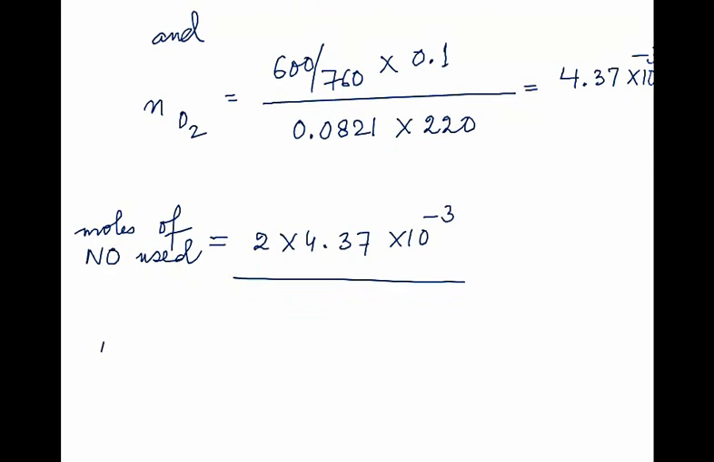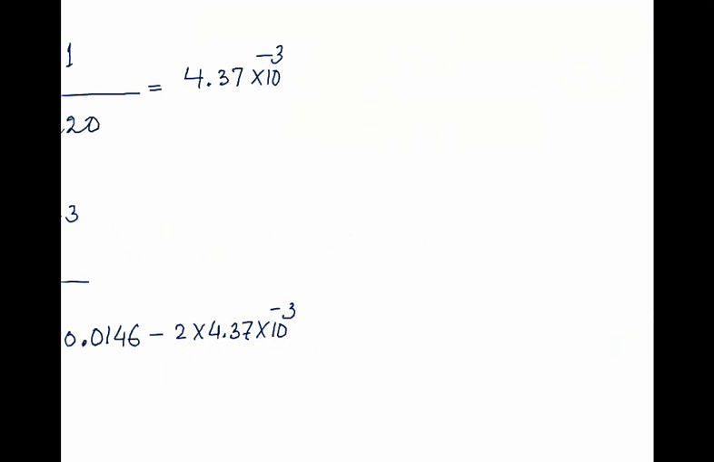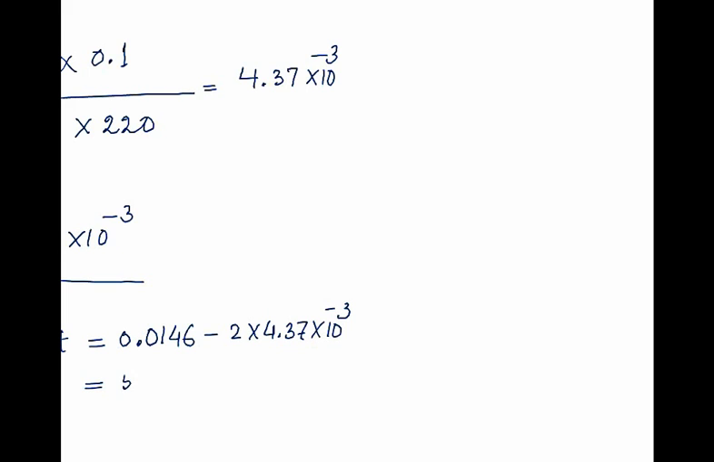So what is the number of moles of NO left? The number of moles of NO left is equal to 0.0146 minus 2 into 4.37 into 10 to the power of minus 3, which is equal to 5.86 multiplied by 10 to the power of minus 3. So this is the number of moles of NO that is left.